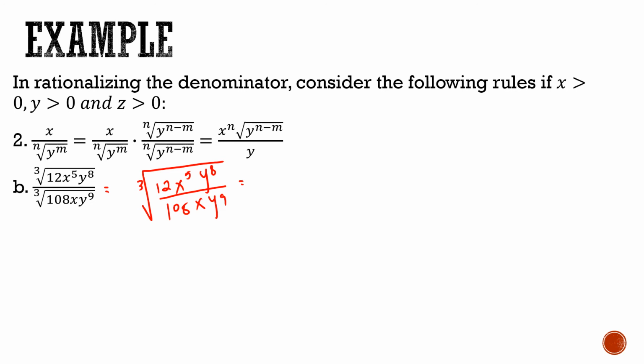So we have 1 over, so we have the cube root of 1 over 9, because 108 divided by 12 is 9.